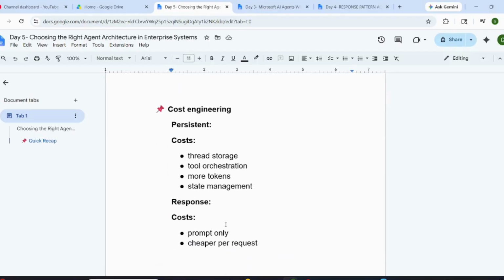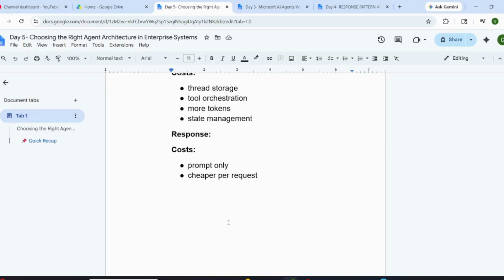Cost is very important. Whenever you are deploying or designing anything, you definitely have to take care of the cost. Finance is a very important factor. In any project, the KPIs depend on people, quality, project, and finance. So finance is one of the parts. Persistent is always very costly, but for e-commerce and similar cases, you definitely have to go with persistent because you have to remember things. The response pattern is cheaper because there is no memory, no thread, it is on the fly, prompt only.